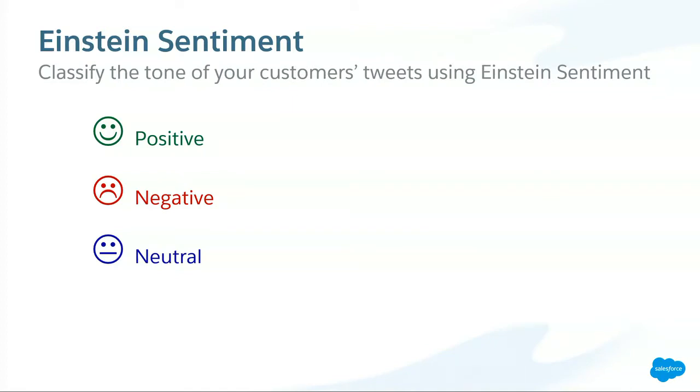Einstein Sentiment is also part of Einstein Language API. With Einstein Sentiment, we can classify the tone of text input. We can classify it into 3 categories: positive, negative, and neutral. Using that information, we can monitor our brand perception and monitor our customer satisfaction.